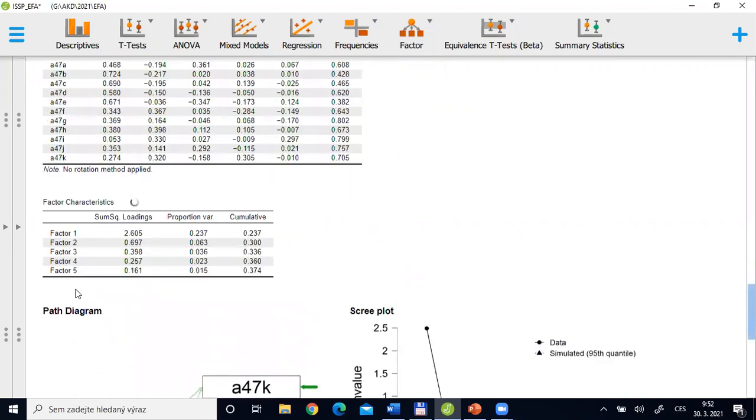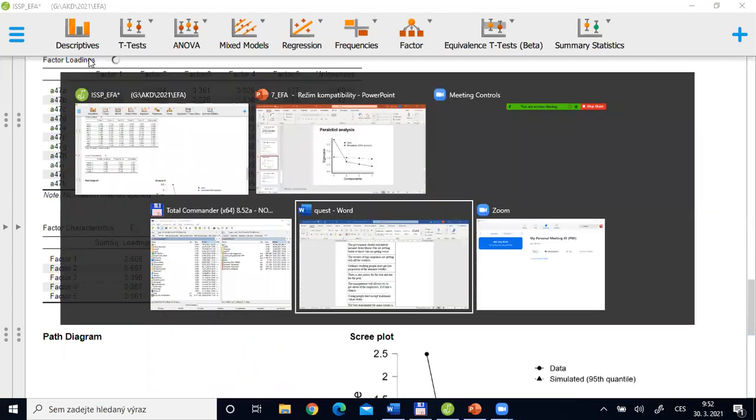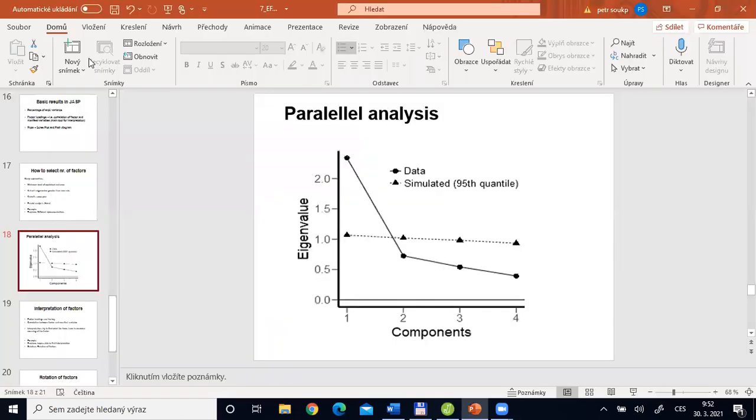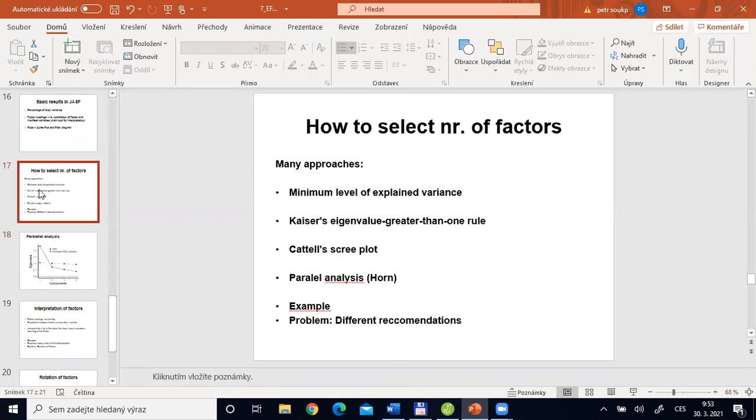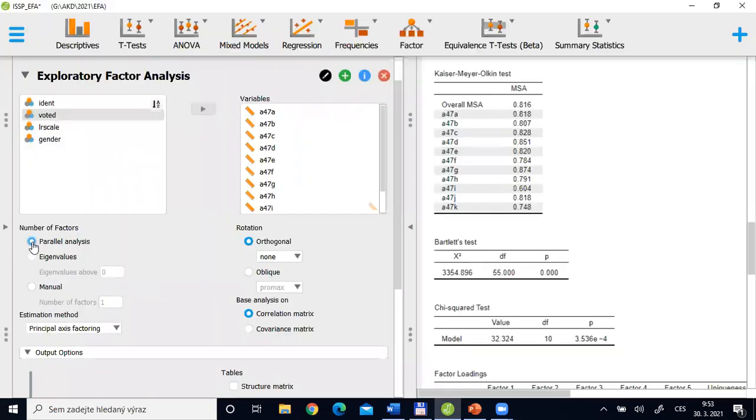Yes, here we have 5 factors, and here we also have 5 factors in the factor loadings table. So that's the quite well-known Kaiser's rule, and this rule is quite biased in the sense that it usually offers more factors than are necessary. So that's Kaiser's rule. I would change it once again to the previous setting, parallel analysis. I will describe this analysis in a few minutes.